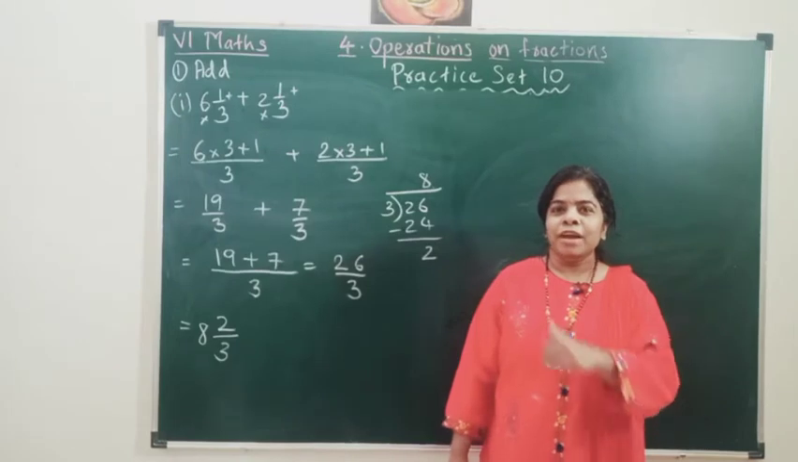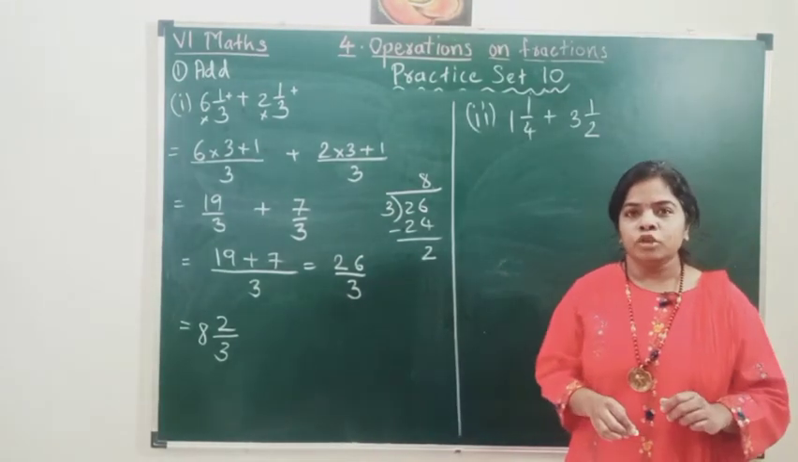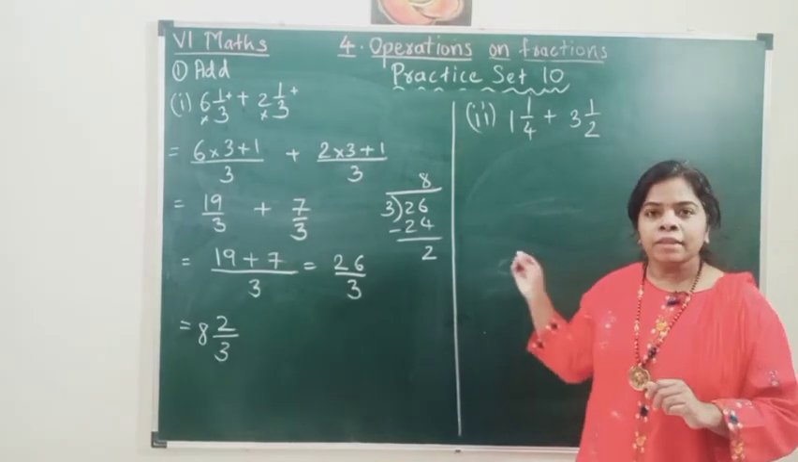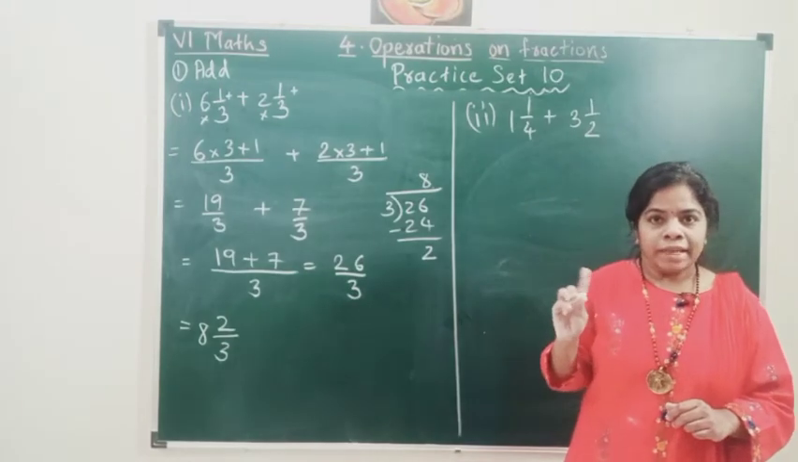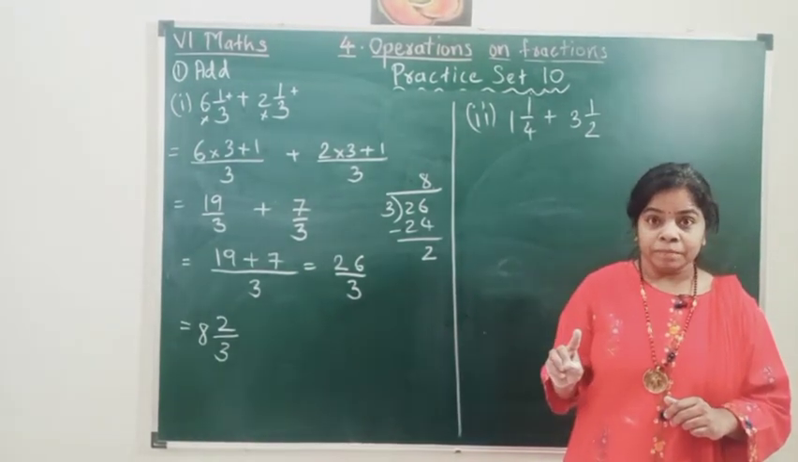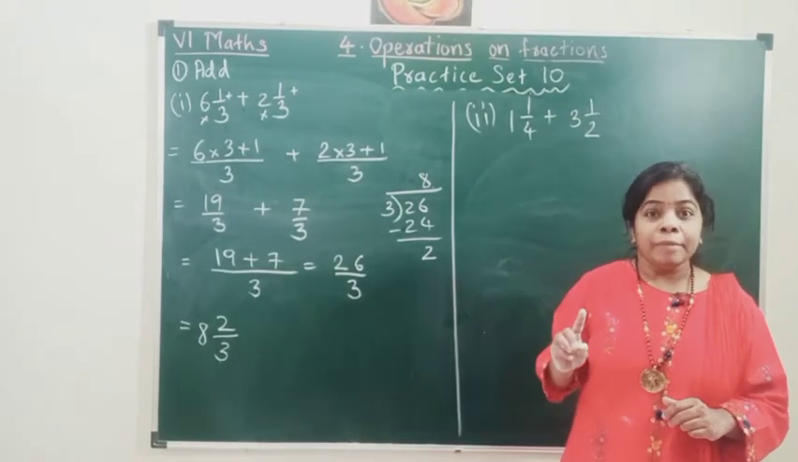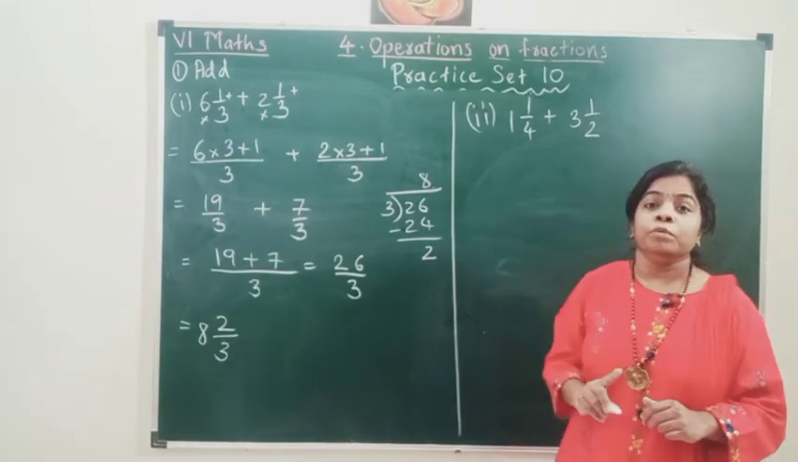Now we'll move to the next sum. Now in this sum, children, again ask yourself two questions. Are the denominators same? 4 and 2. No, they are not same. Are they coming in same table? Yes, they are coming in the same table of 2. 2 1s are 2, 2 2s are 4.